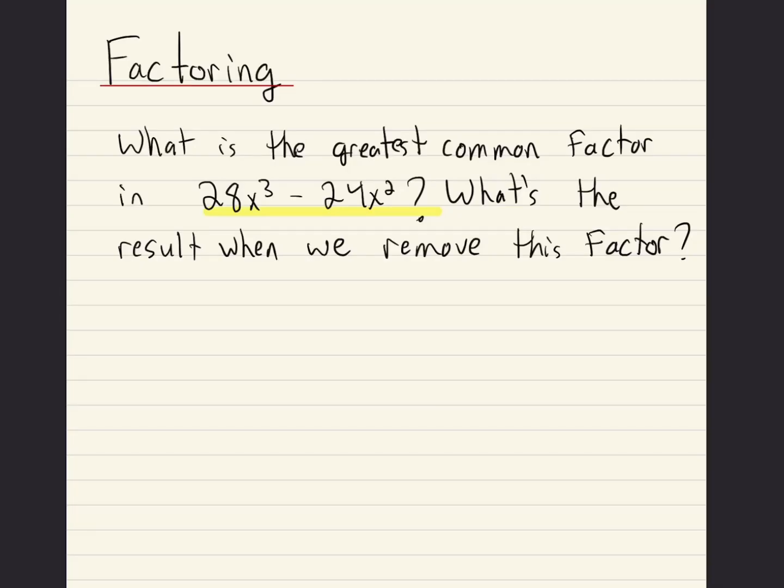So what is the greatest common factor in this expression, 28x cubed minus 24x squared? What's the result when we remove this factor? So the thing is, when we are asking for the greatest common factor, you're thinking about what's the greatest number or variable you can divide everything in the expression by without getting into a decimal. So I'm going to look at the coefficients first over here.